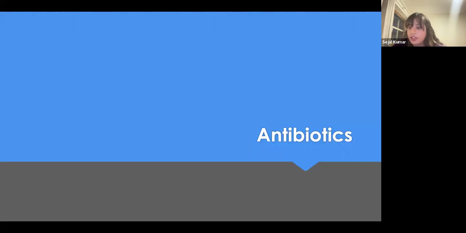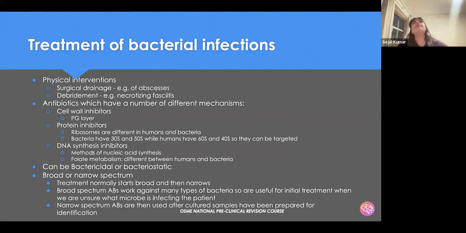So you can treat bacterial infection using antibiotics. You have a range of other things you can do, so physical interventions as well, but antibiotics are the main treatment. They have a number of different mechanisms. They can be cell wall inhibitors, which target the peptidoglycan cell layer. We were talking about beta-lactams earlier.